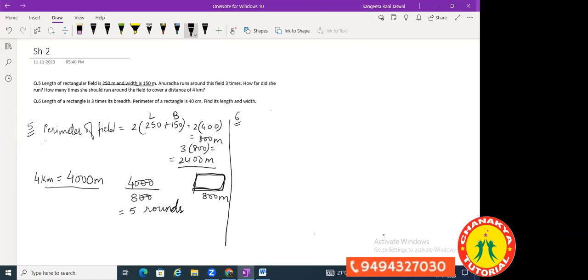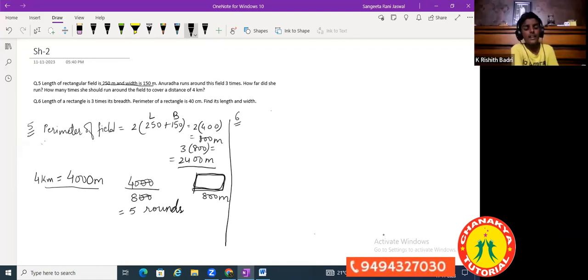Question number 6. The length of a rectangle is 3 times its breadth. See, read the question carefully. The length is given as 3 times its breadth. The perimeter of the rectangle is 40 centimeters. Find its length and width. Now, what will you do here? Neither are we given the length nor the breadth, but they have given us something about length and breadth. So what will you do? Please suggest something.